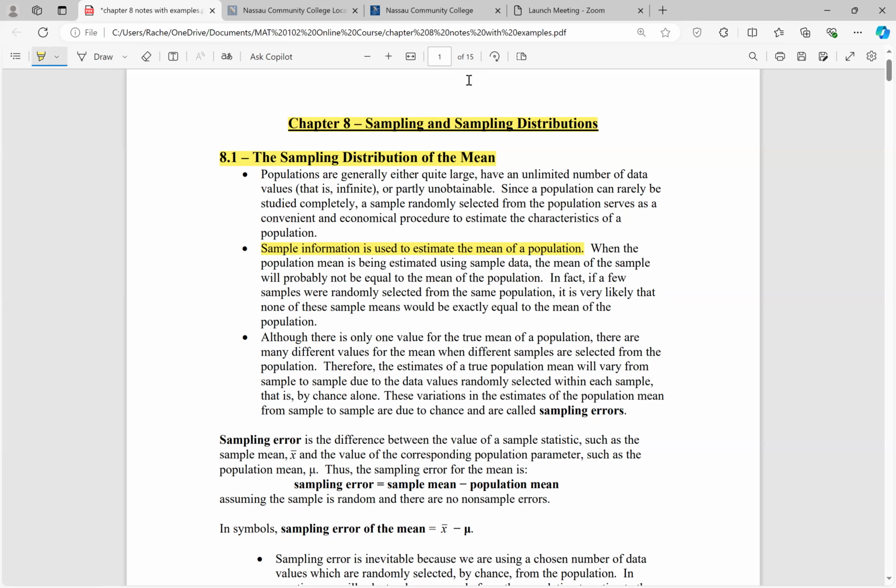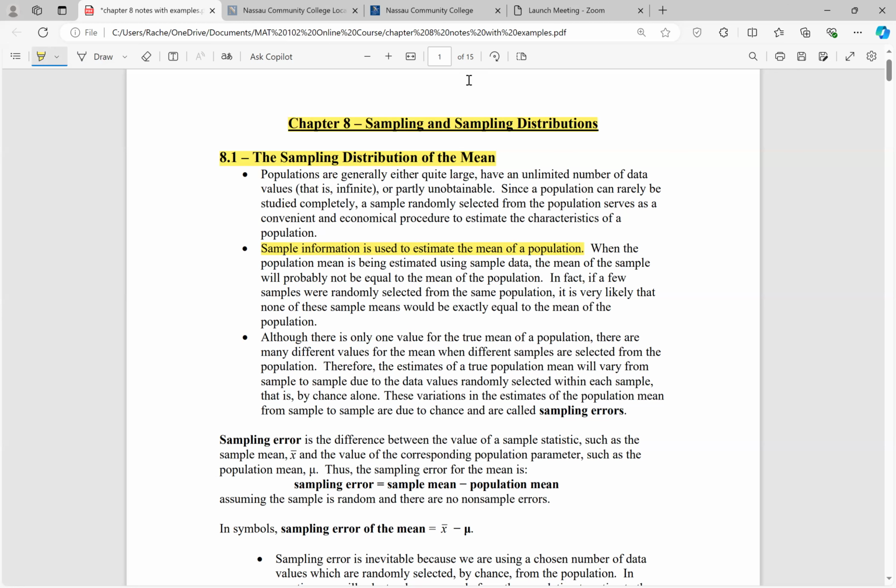So we might be interested in calculating the population mean, but we don't have information from the entire population. So what we do is we could use sample data and take the mean of a sample. But the mean of the sample, which is X bar, is probably not going to be equal to the mean of the population.